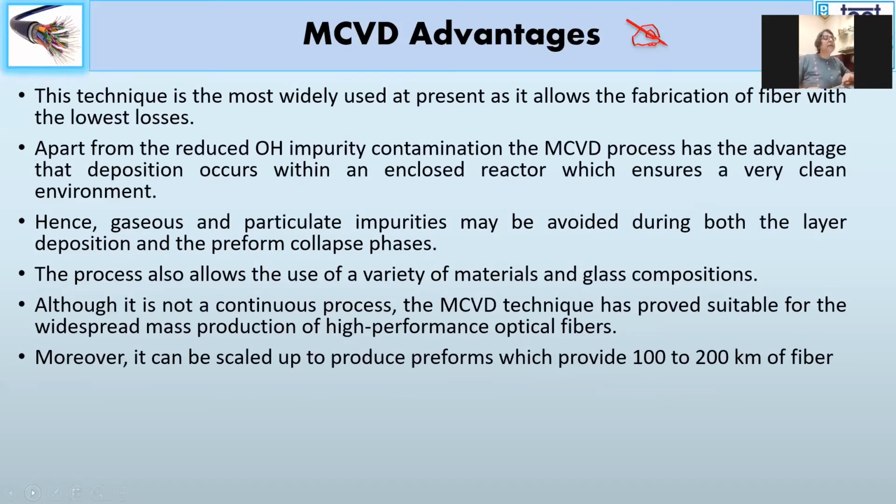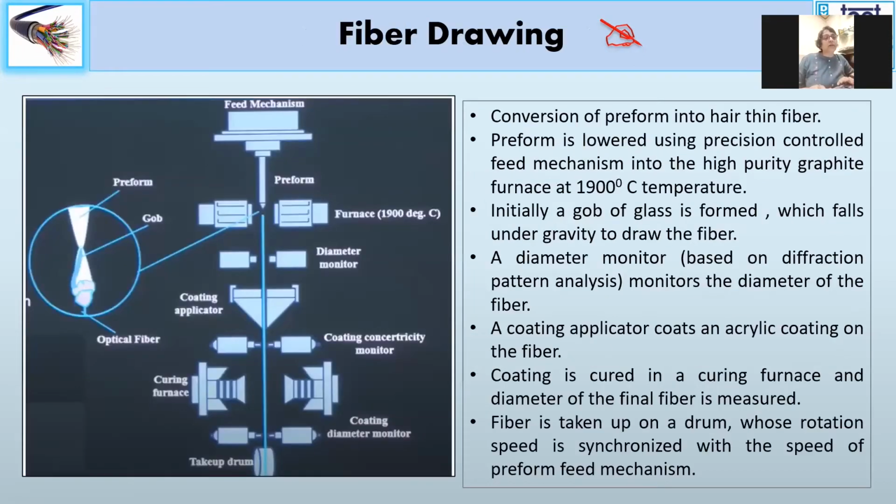And the impurities that may be present, such as OH impurities, can definitely be reduced because it is being carried out in a closed environment, and we can make fibers of the length of 100 to 200 kilometers using this particular method. It means the preform size is so large that you get that much fiber. Now, after the preform is formed, the next process is the fiber drawing.